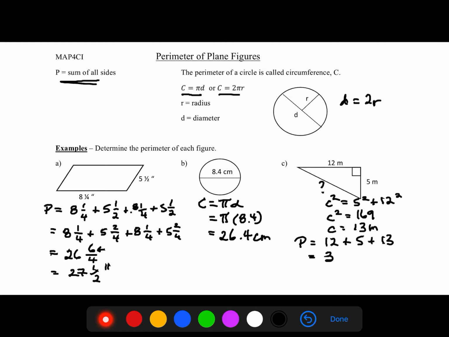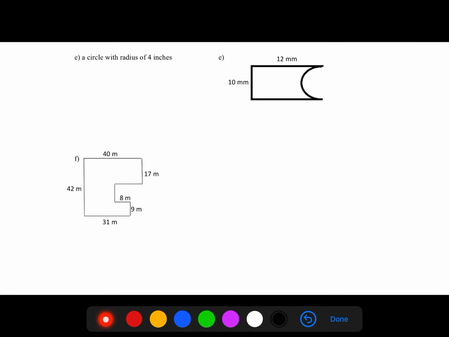So we now have all 3 of our sides. We're simply going to add those together. 12 plus 5 plus 13 means that we have 30 meters. So the distance around that triangle is 30 meters.